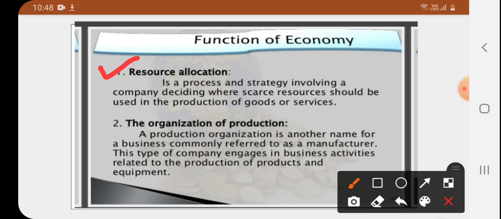Okay, scarce means the small number of resources or the limited resources should be used in the production of goods or services. Okay, so that is resource allocation, meaning how the scarce resources, the very limited amount of resources, can be used for production of goods or services.